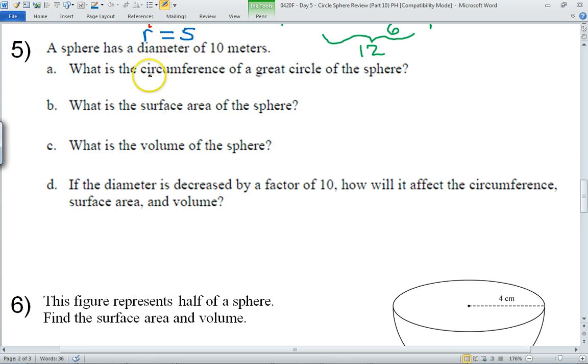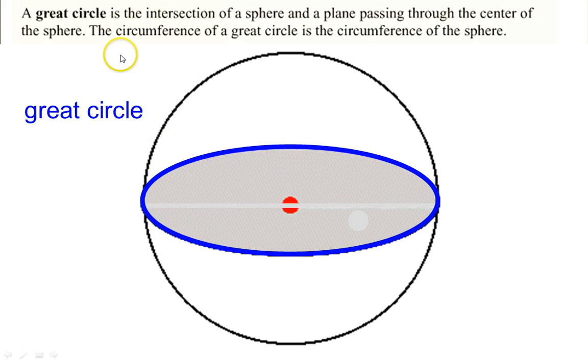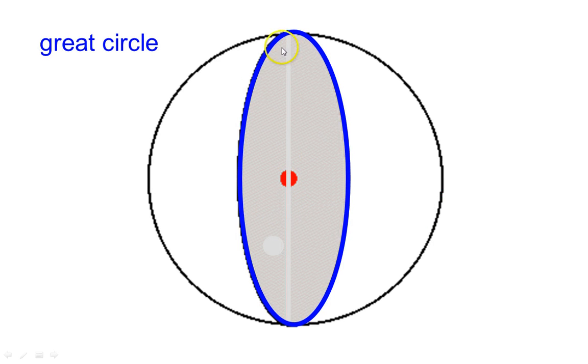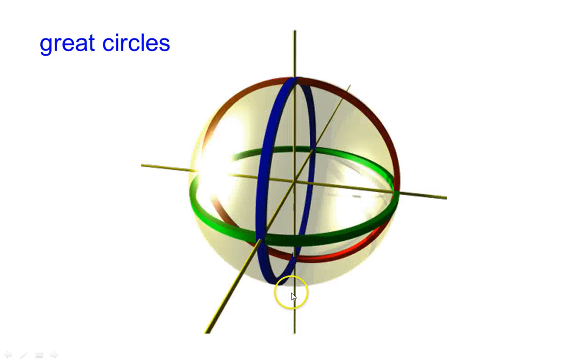The radius is 5. Now they want to know what the circumference of a great circle of the sphere is. Do you remember what a great circle is? Remember, a great circle is a circle that goes all the way around at the largest point of the sphere. If I passed a plane through at this intersection, it would go through the center of the sphere. It doesn't have to be horizontal. This would be a great circle if it sliced the sphere directly in half. This could be a great circle. Each of these would be great circles.